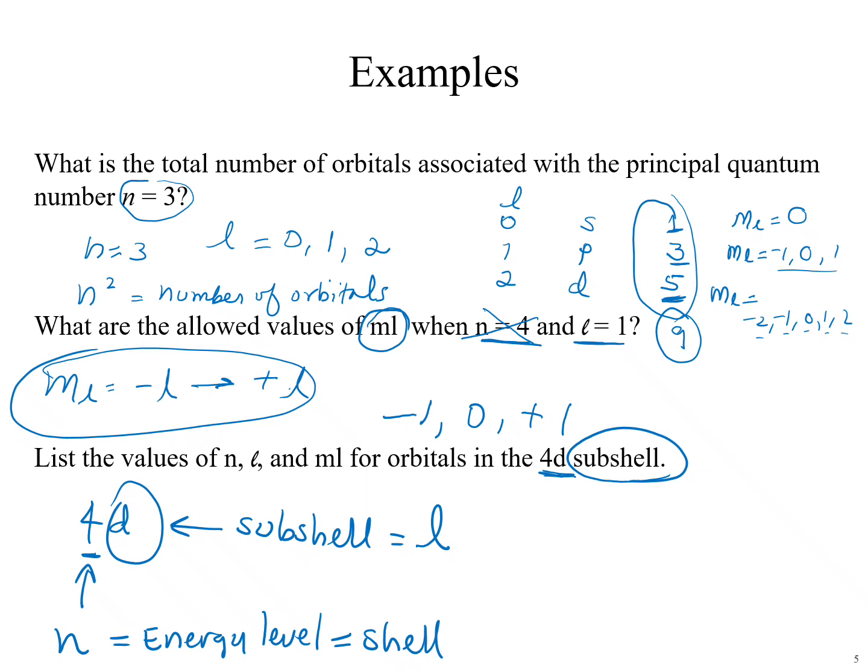Remember, when L is 0, you have an s orbital. When L is 1, you have a p orbital. When L is 2, you have d orbitals. So it works the other way around too. If you're looking at a d orbital, it's because the numerical value of L is equal to 2.